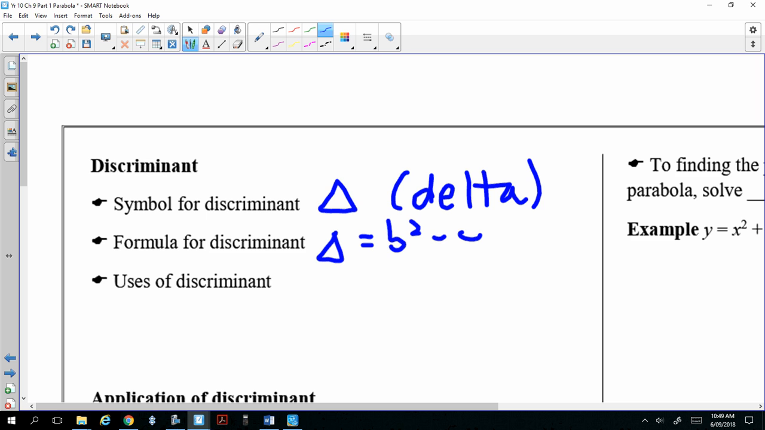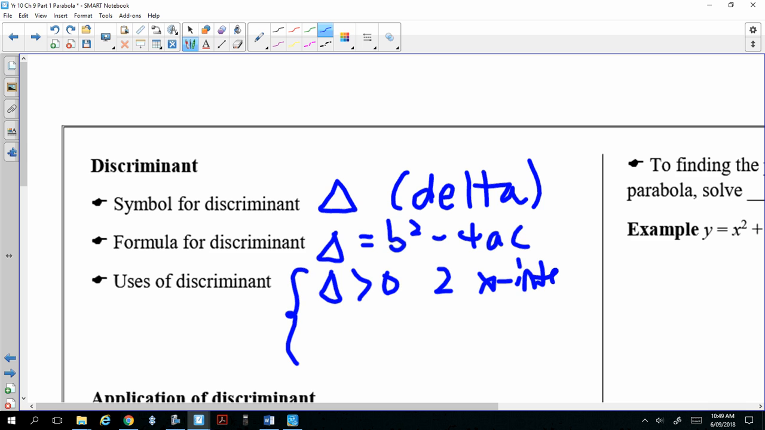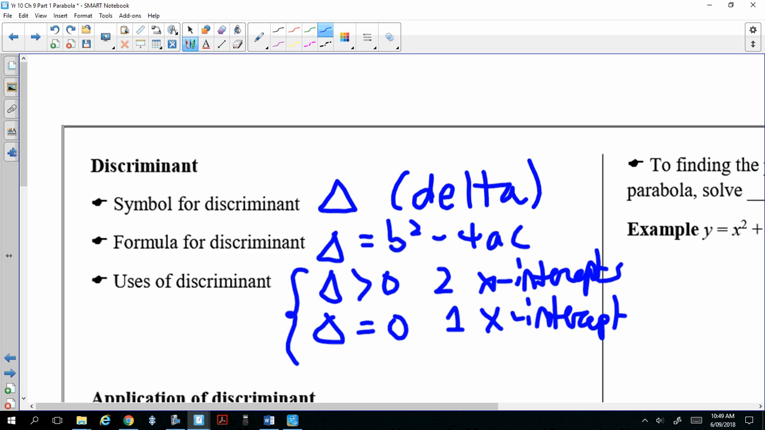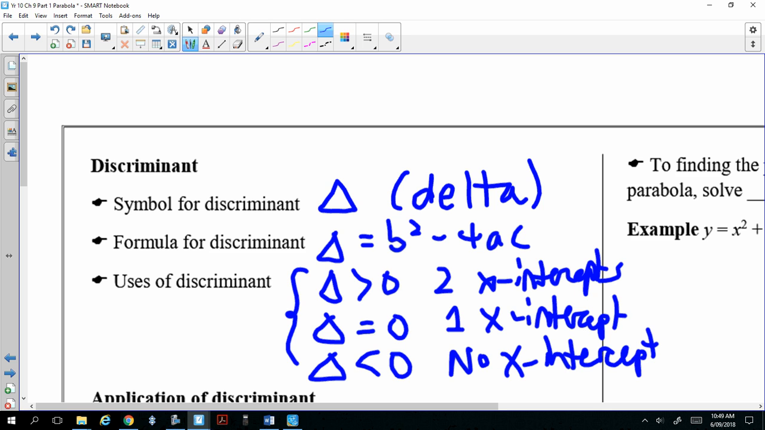And why do we need to know discriminant? Because if the discriminant is positive, it tells you there are 2 x-intercepts. And if the discriminant is 0, it means 1 x-intercept. And if the discriminant is negative, it means no x-intercept. So it's quite useful. It tells you whether the parabola will have 2 x-intercepts, or 1 intercept, or no intercept, just by calculating the discriminant. Okay, I'll write it down.